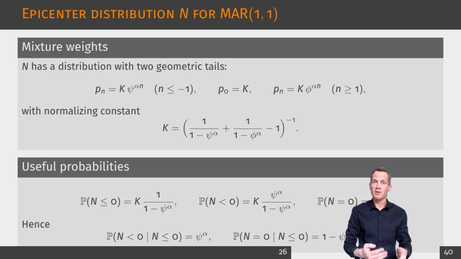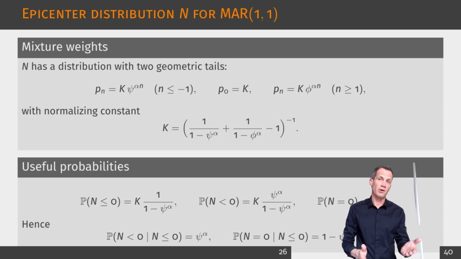These quantities matter because the boundary event n equals 0 is exactly the switch configuration. It separates the case where the dominant innovation lies strictly in the future from the case where it sits at the interface. A convenient implication is the conditional split within the non-causal side. Given n is smaller or equal to 0, the probability of n smaller than 0 is psi to the power alpha, and the probability of n equals 0 is 1 minus that. This psi alpha term will reappear as the key mixture weight in the one-step conditional laws.